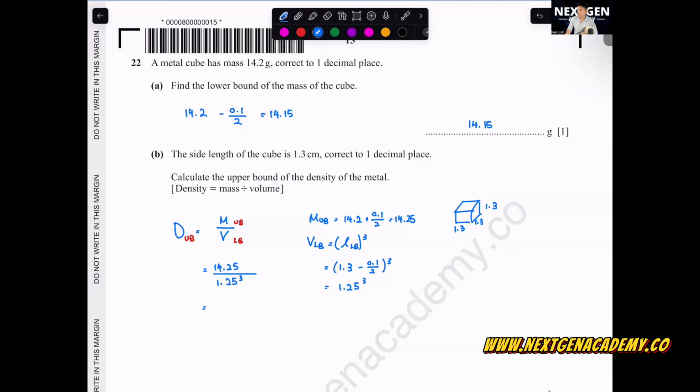Type this into the calculator. We will get 7.296. All right, for questions like this, I know some of your teachers may also make mistakes. Recently, a few of you have checked with me. For values like this, or even your mean, do we round it up? Because you see, 14.25 divided by 1.25 cubed is exactly 7.296. Do you think you need to round it up to 7.30?